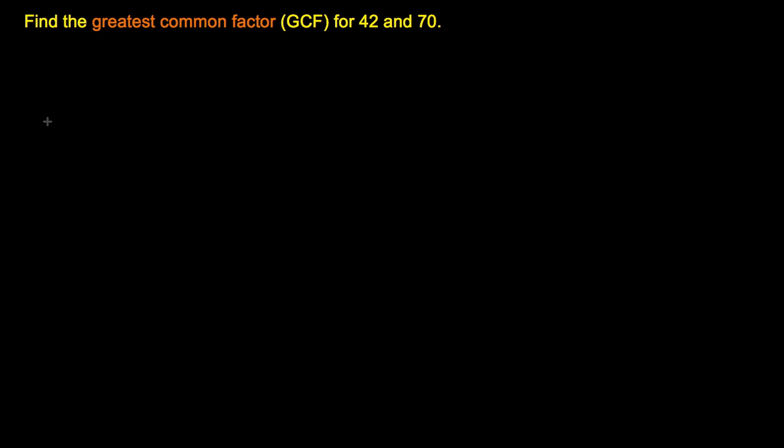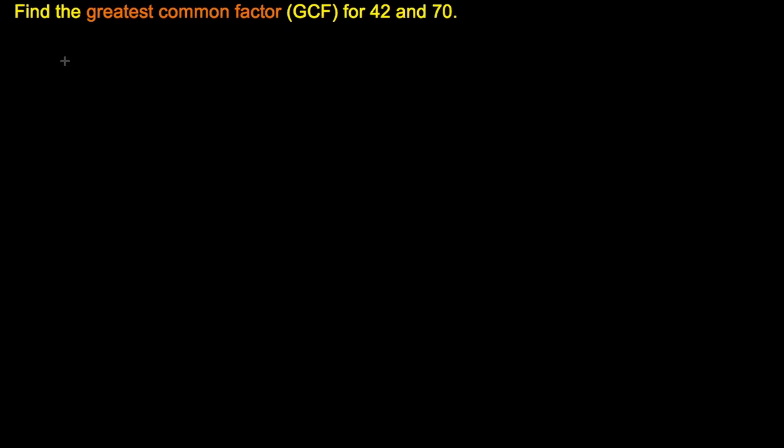In the case of 42 and 70, the greatest common factor is the largest natural number that we can find that divides evenly into 42 and into 70. And when I say divide evenly, I mean divide without any remainder. So let me pick a simpler example.